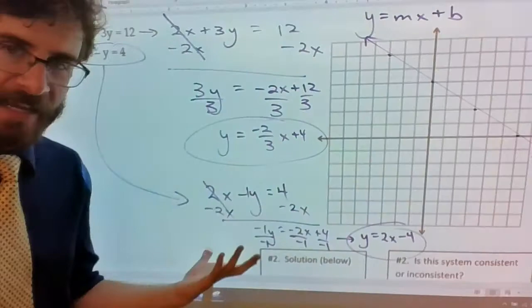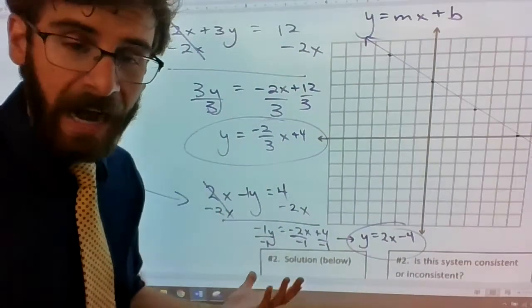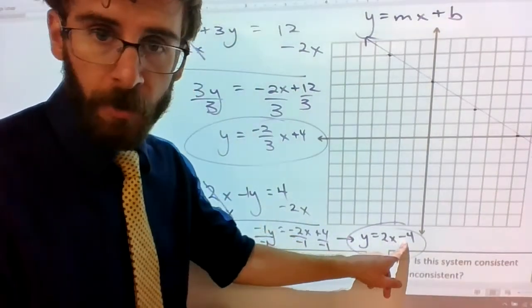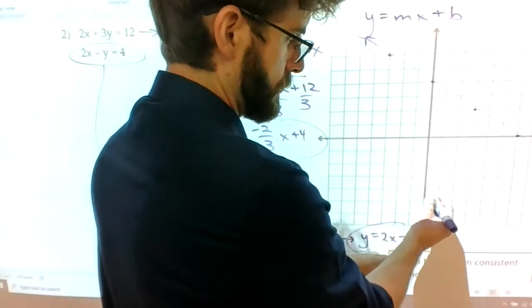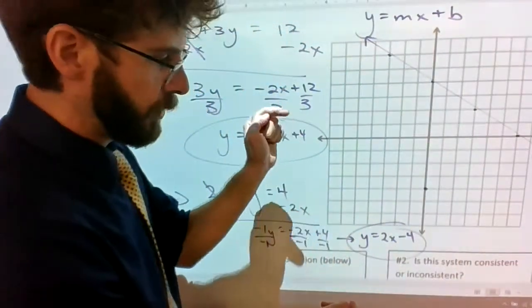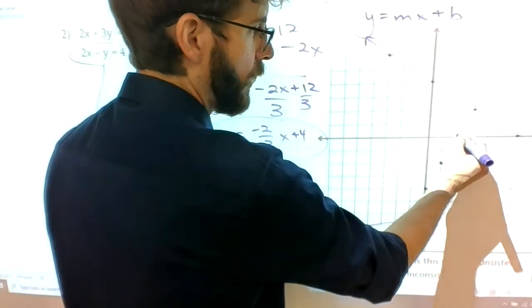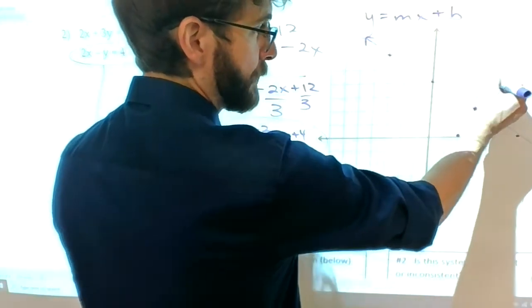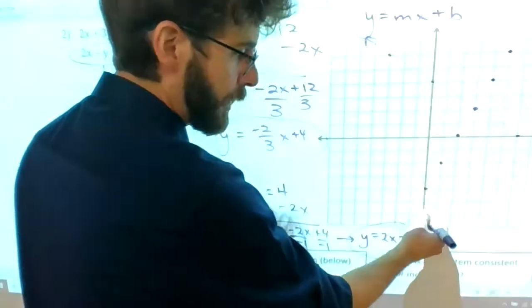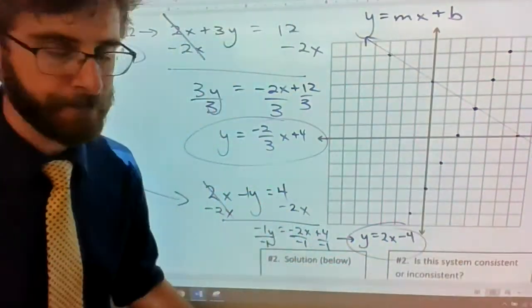So there's my second equation. I'm starting now 4 units below the x-axis. And I'm going up 2, right 1. So up 2, right 1, up 2, right 1, up 2, right 1. And I'm just going to plot as many points as I can. Down 2, left 1 works as well.